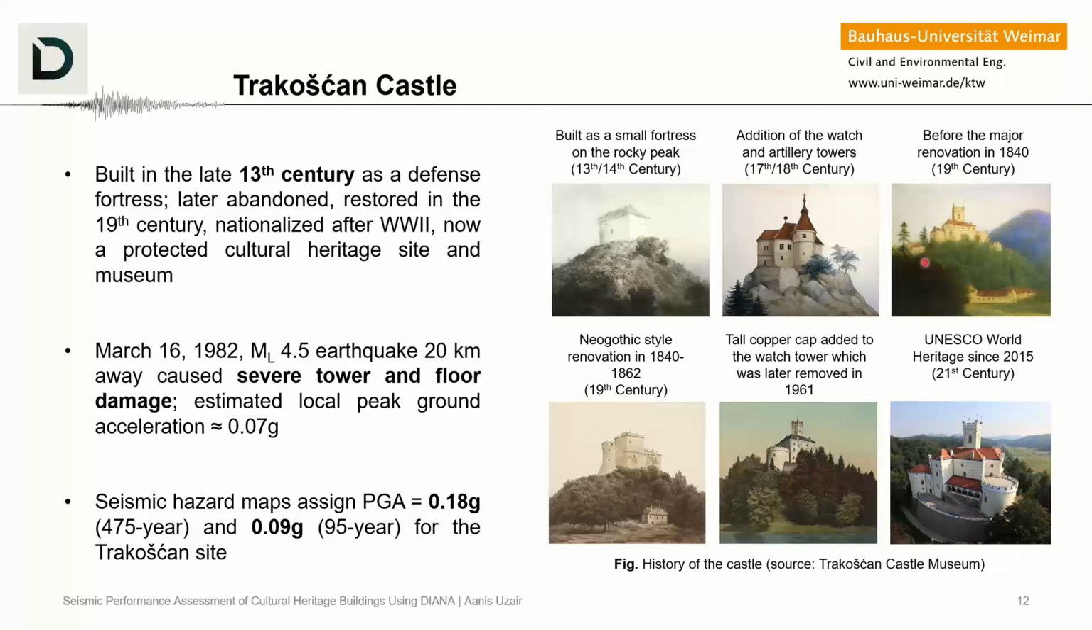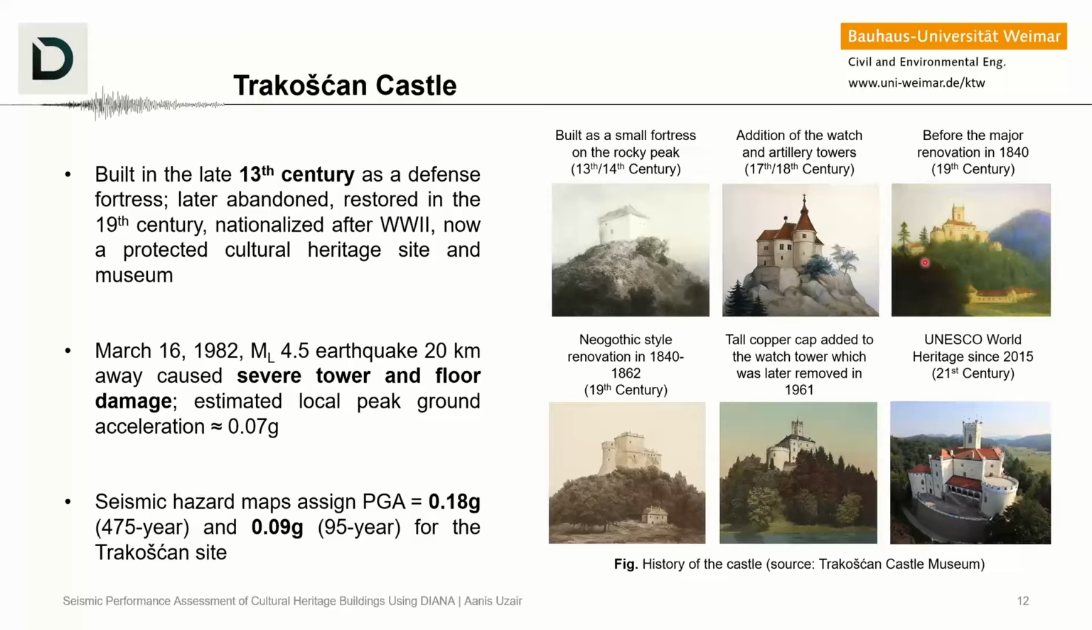Now, the Trakošćan Castle was built in the late 13th century as a defense fortress, and then it was later abandoned, restored in the 19th century, and then nationalized after World War II. And it is now a protected cultural heritage site on the UNESCO World Heritage List.